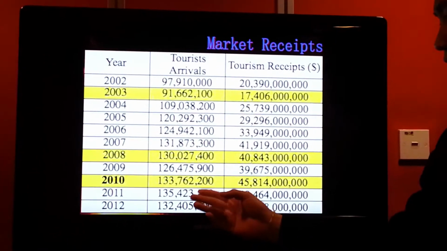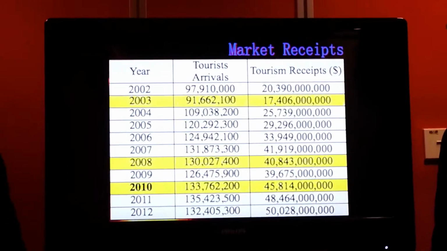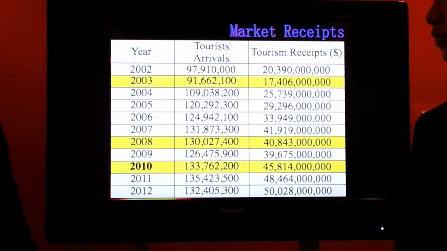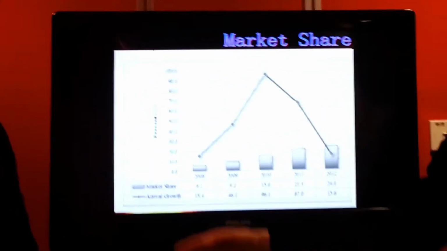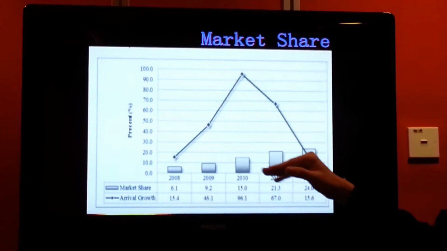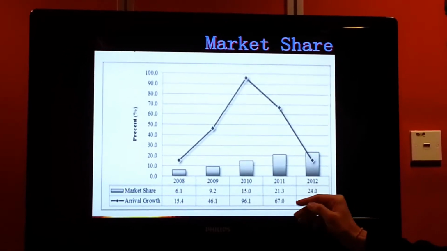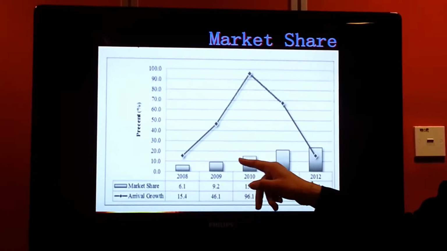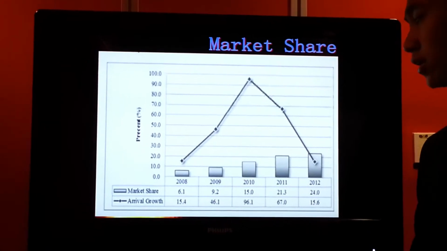As we can see from the table, the tourist arrivals and tourism receipts keep going up and up. Okay, so let's continue to the market shares. As we can see from these lines in the diagram of market share, between 2008 and 2012 the market share keeps going up in China. It's really good for the economy in China, right?